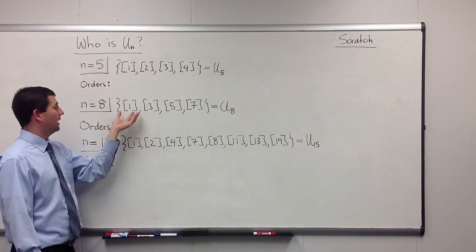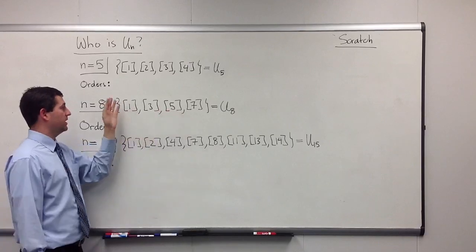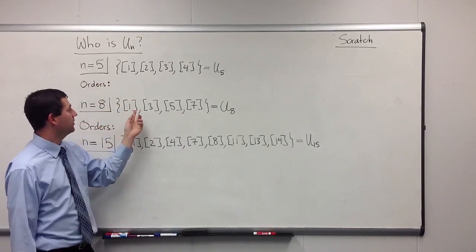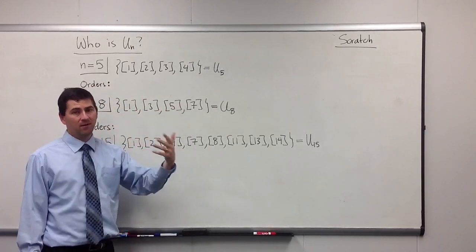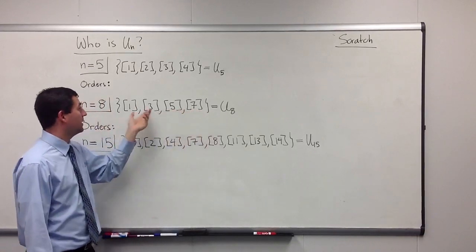For 8, you have 0 through 7 originally. As usual, we toss out 0. But then you also have to toss out all the even numbers. They're not relatively prime to 8. But all the odd numbers are.